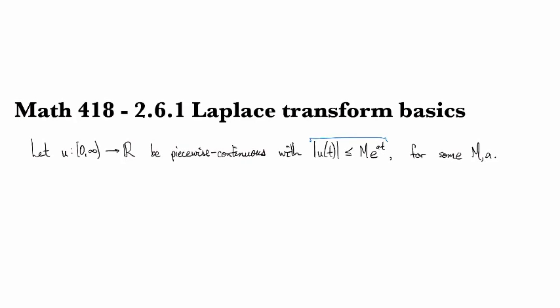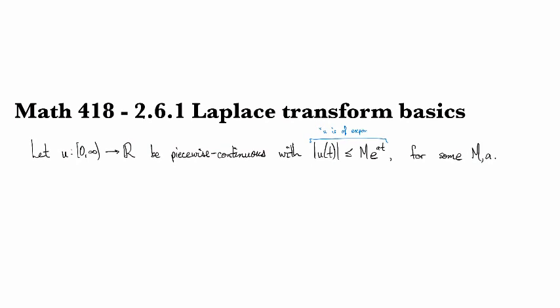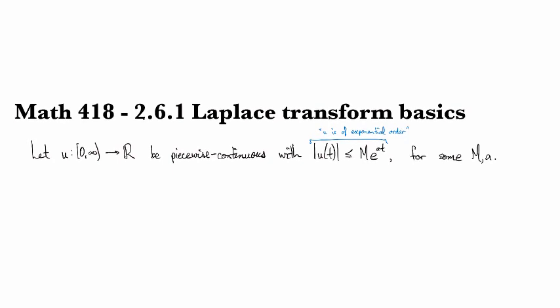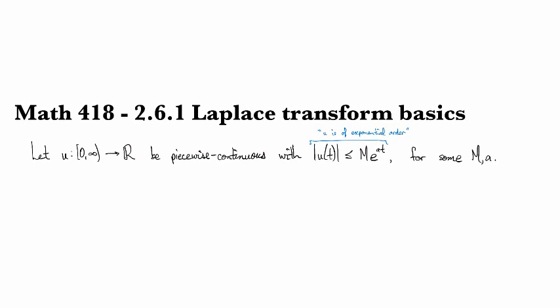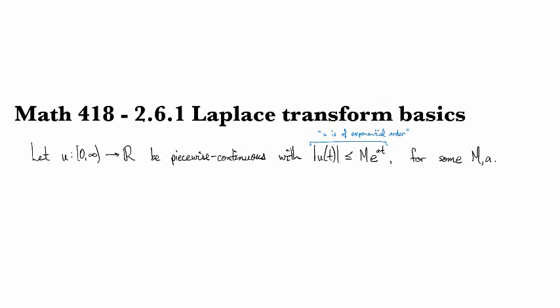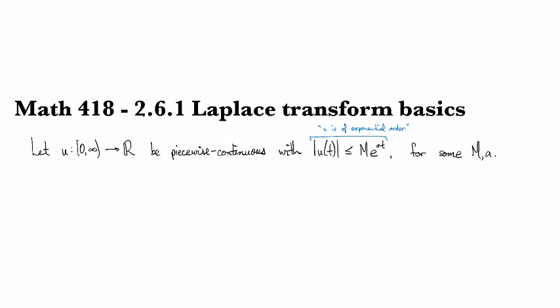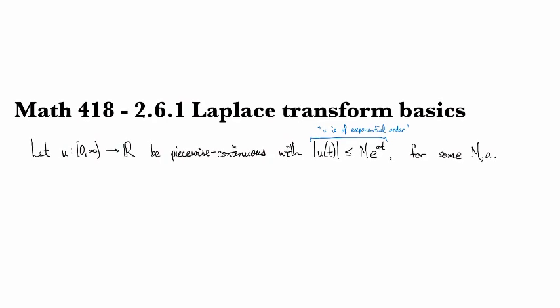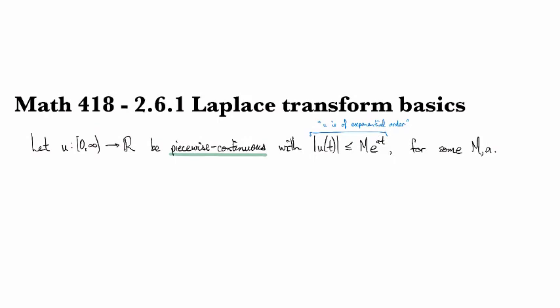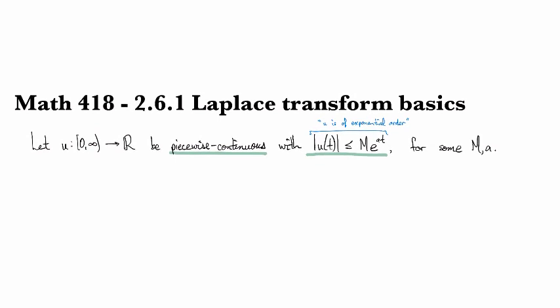And so this condition here, we say u is of exponential order. So this includes functions like constants, polynomials, exponentials themselves, trigonometric functions. It does not include things like e to the x squared. That grows too fast. It does not include the factorial, but just about anything else you can think of, it includes.